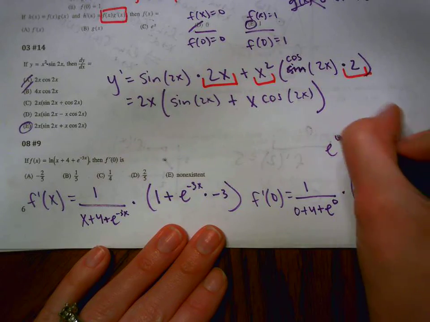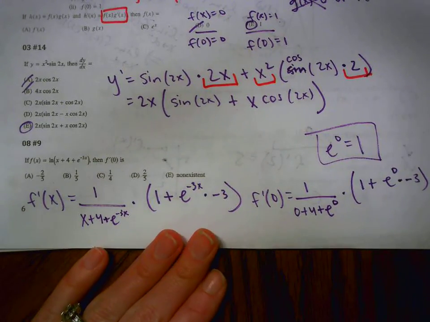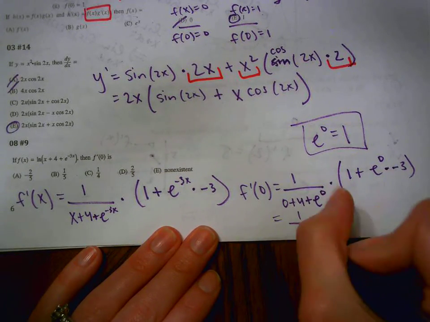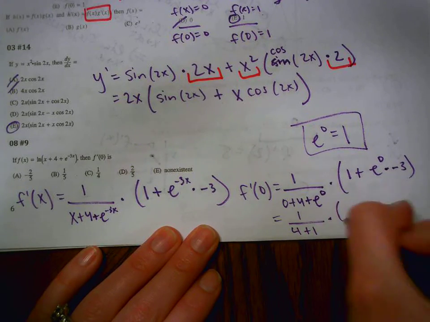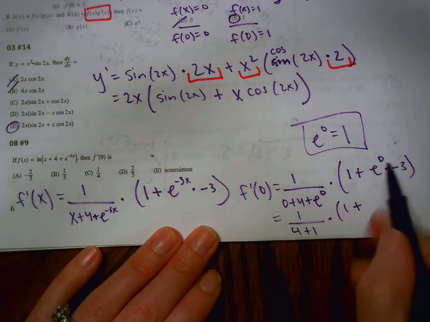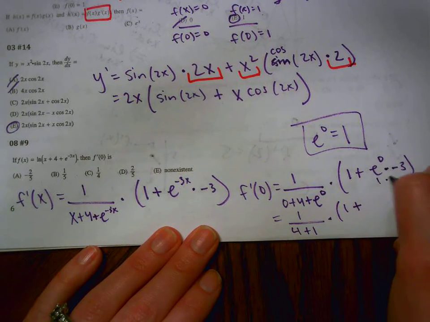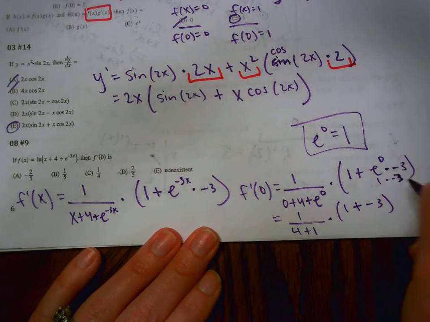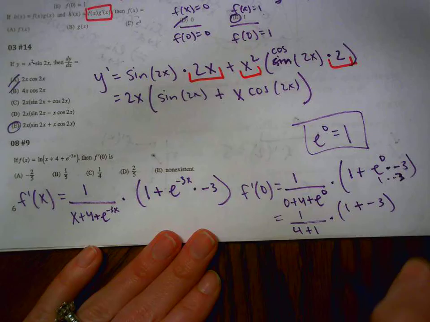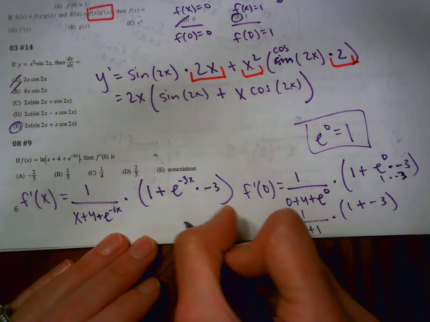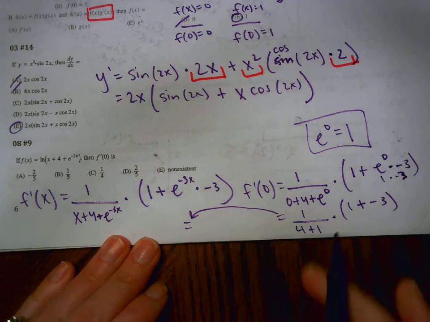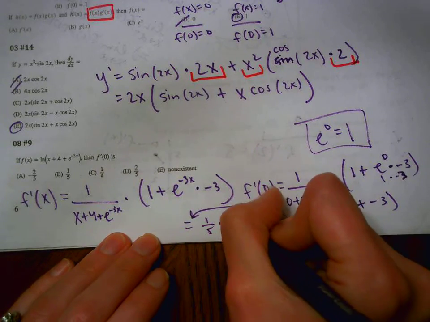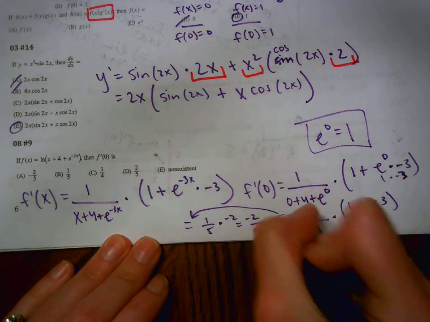So what do we know about e to the 0? It equals 1. You need to have that memorized. Anything to the 0 is 1. So this would be 1 over 4 plus 1 times 1 plus, oh, I could have changed that to minus, huh? Because that's going to be 1 times negative 3. So 1 plus negative 3. So then, I'm running out of room, so I'm going to come over here. That'd be 1 over 5 times 1 minus 3 is negative 2, so negative 2/5, which is L.